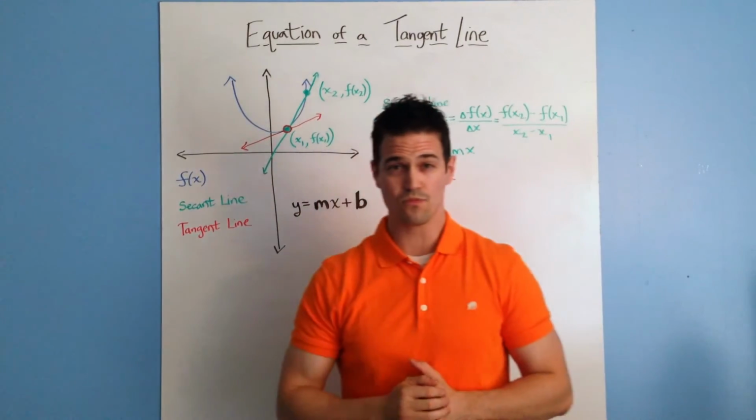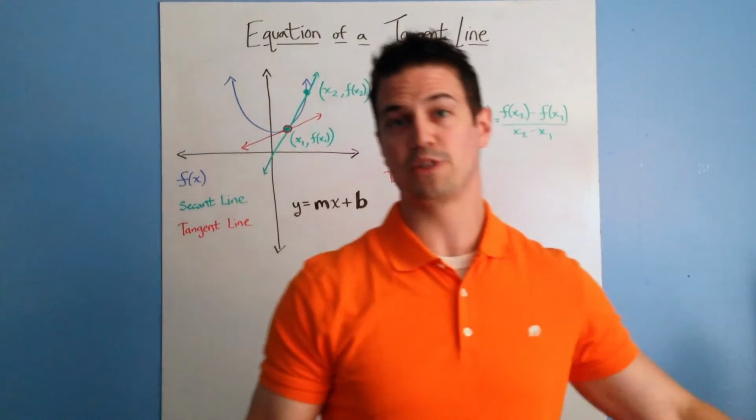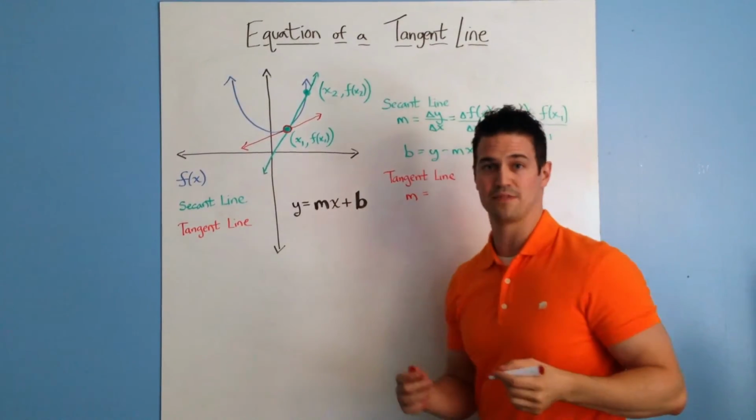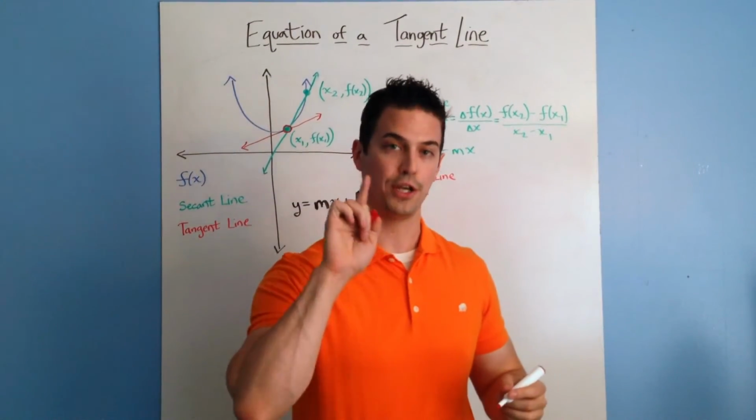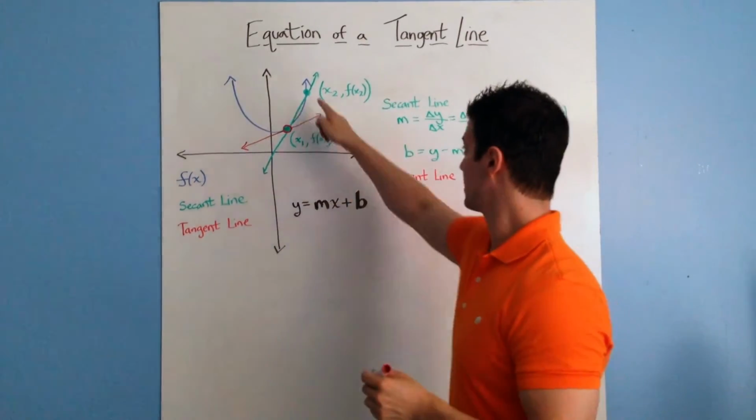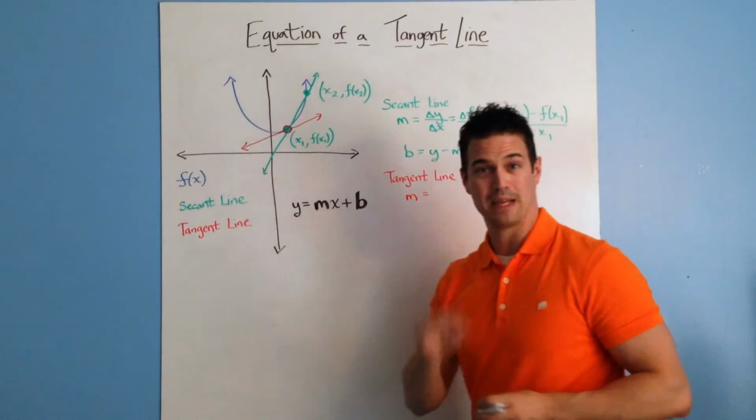Now this gets a little bit more complicated when we try to figure out the equation of a tangent line. But the main reason is, and we discussed this in the last video, tangent lines are based off 1 point rather than 2. Secant line, we have 2 points here. Tangent line is based off of 1 point.